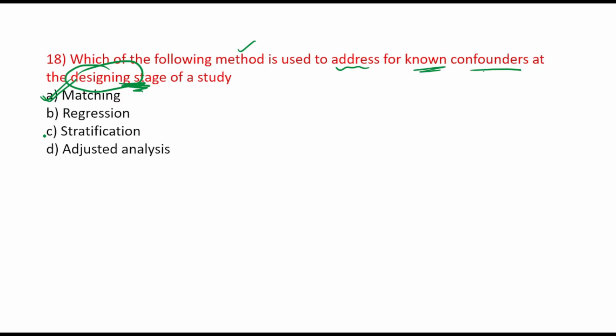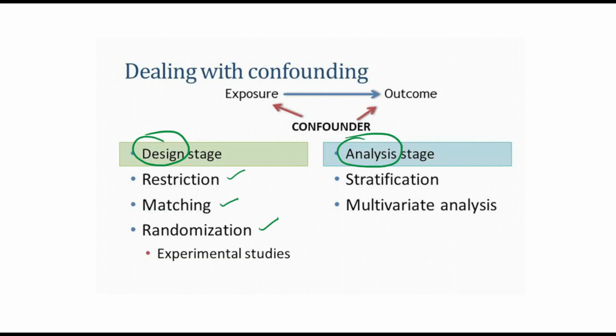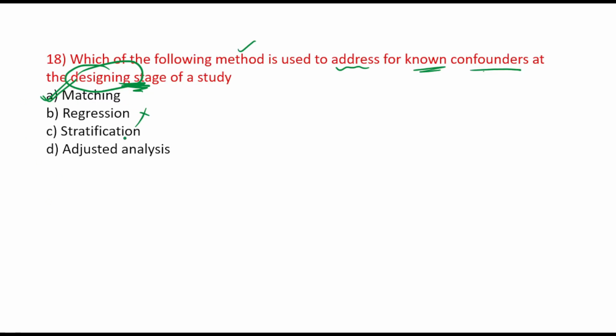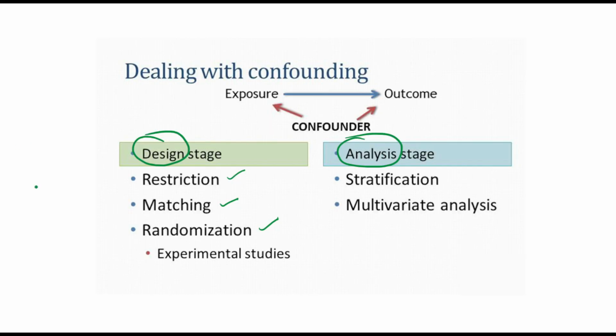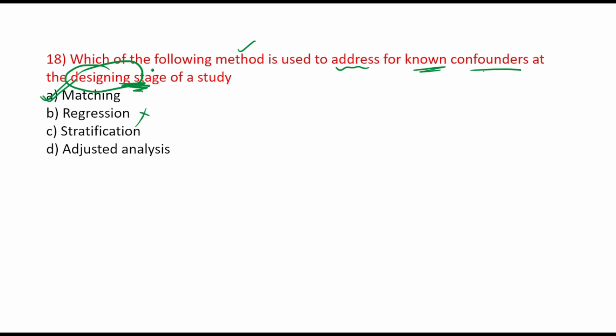Then regression, is it given in the designing stage? No, regression is not given in the designing stage. Stratification, is it given in the designing stage? No, stratification is a part of the analysis stage. So analysis and stratification have been given in the options, but they are not part of the designing stage. So therefore, we have got the answer for our question, that is matching.